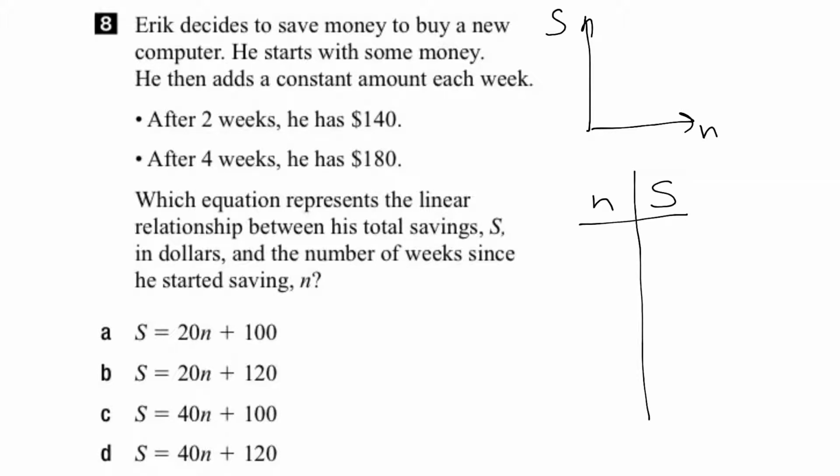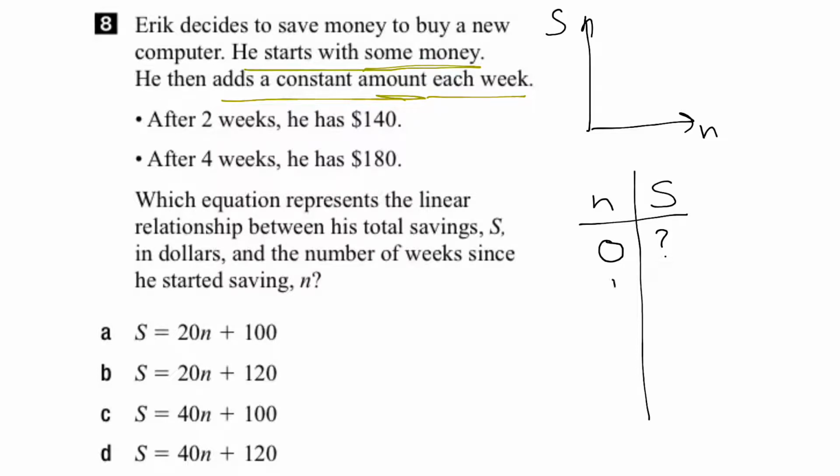It says that Eric starts with some money. Therefore, after no week savings, he's going to have a little bit of money there. We're not sure what that is, but we know he's going to have some money to start. We're also told that he adds a constant amount each week. That means it's going to be a constant rate of change, a linear relationship.